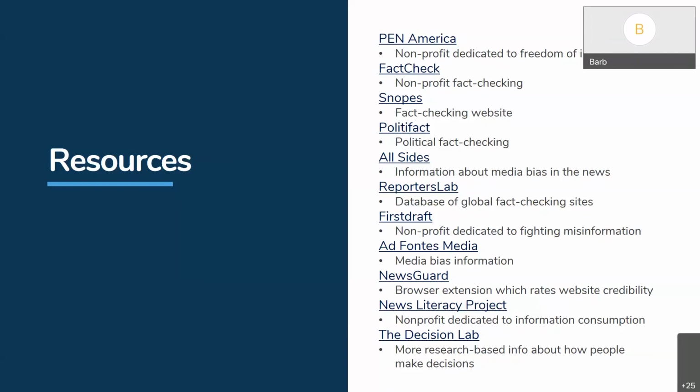NewsGuard is a browser extension that talks about website credibility, which is great if you're just doing Google searches. It'll tell you this website is reliable, this website is not believed to be credible. Very helpful if you don't know where to start with a search. And then the News Literacy Project and the Decision Lab are more organizations that are doing research around information consumption and trying to figure out how people make these decisions and take in this information. So with that, we can go ahead and take your questions.